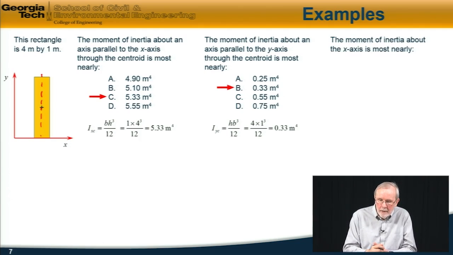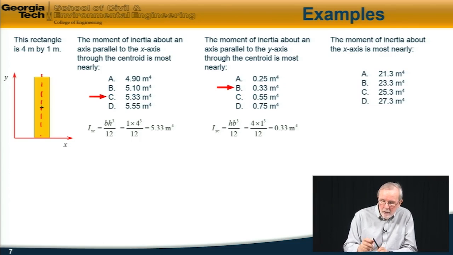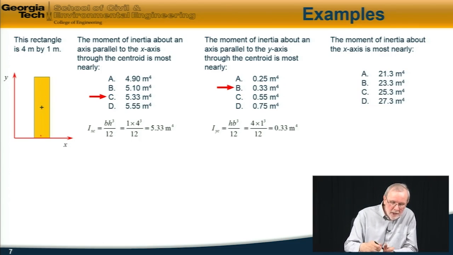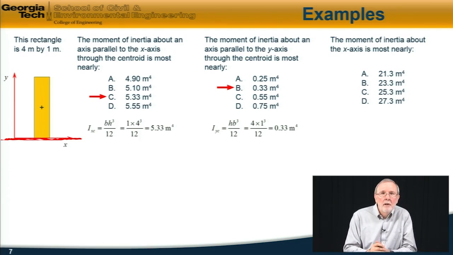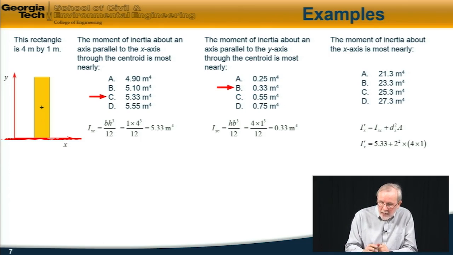And the final part, the moment of inertia about the x-axis now is most nearly which of these? So now we want to compute the moment of inertia about the horizontal x-axis here. To do that, we use the parallel axis theorem. Ix prime is Ixc plus dx squared times A. So in this case, we've already computed Ixc here is 5.33 meters to the fourth.